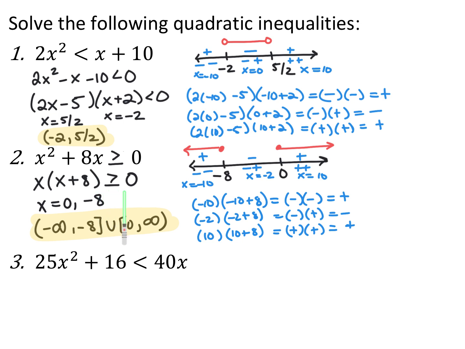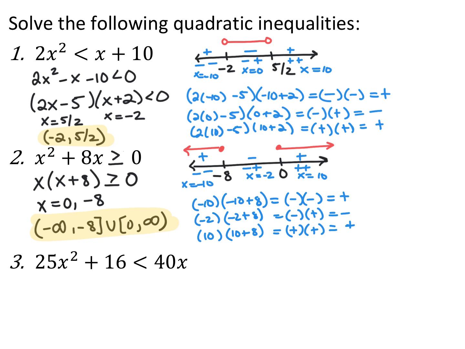So then looking at my inequality, I noticed that it's greater than or equal to 0, so I want the sections where it's positive because those types of numbers are greater than 0. So I chose everything from -infinity to -8 included because it's or equal to, and 0 included all the way to infinity. So go ahead and pause the video and try the last one.